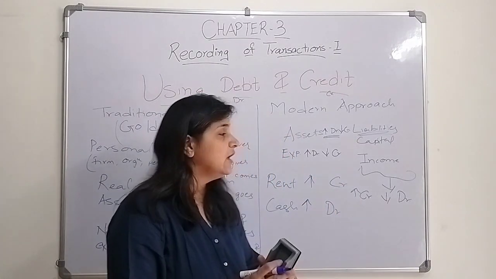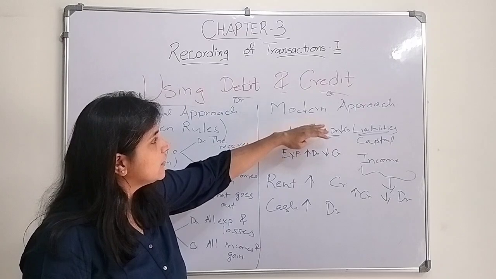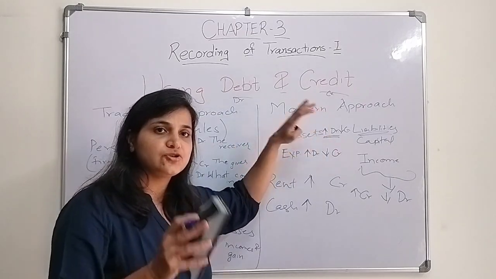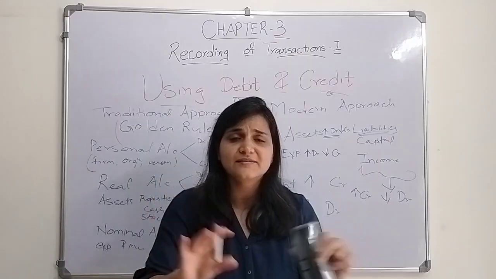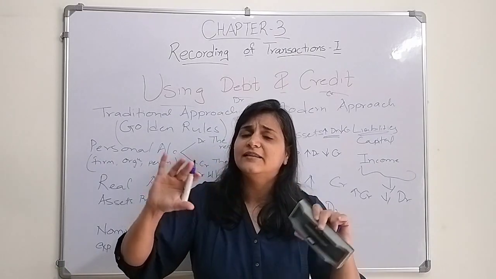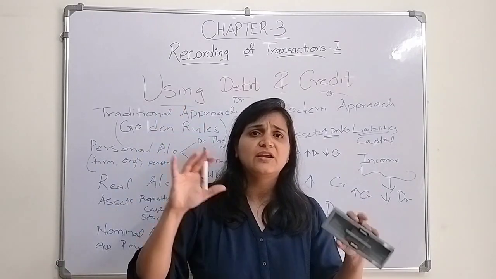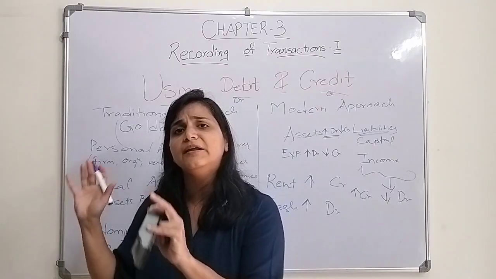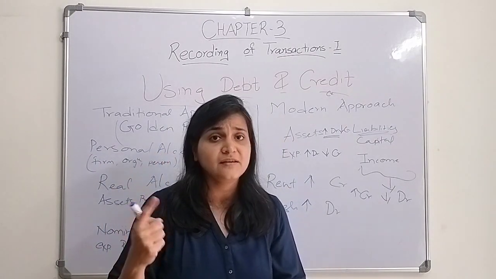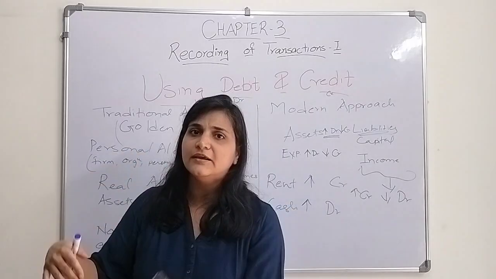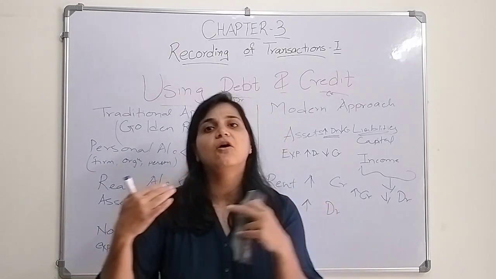Okay, easy. So the rules, as per the modern approach, the rules of assets, expense, liabilities, capital and income. First, you have to understand that these are the only 5 things based on which each and every transaction is going to happen in the business. Whatever transactions are happening, either it will affect the assets or the liabilities or the capital or the expenses or the income.